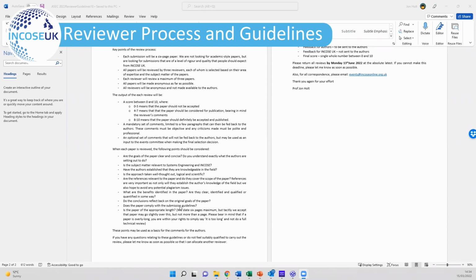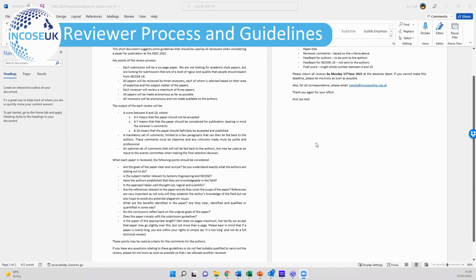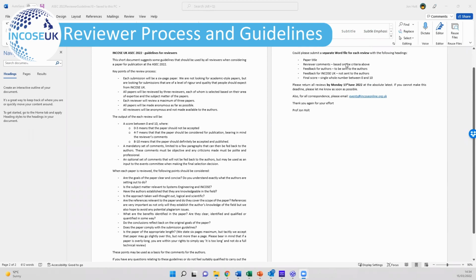So this is the criteria that we give to the reviewers. This is what the reviewers are asked to review the papers based on. And here's the point at the bottom. If they've got any questions or they don't feel suitably qualified to carry out the review, they will let me know, and then I can allocate another reviewer.